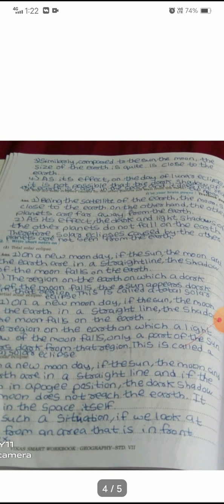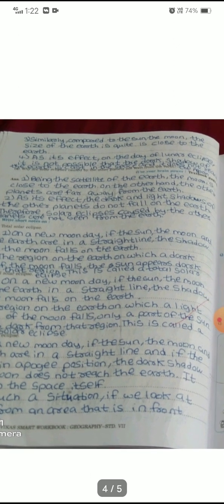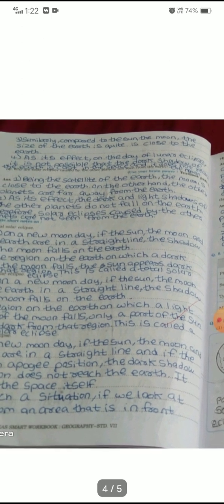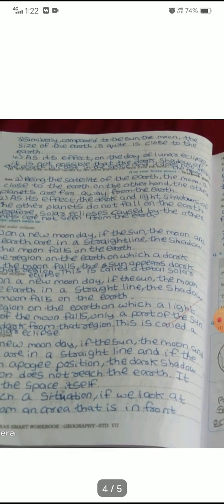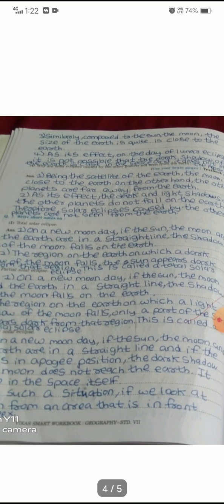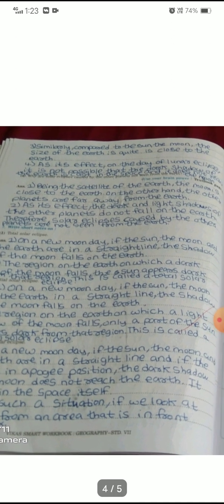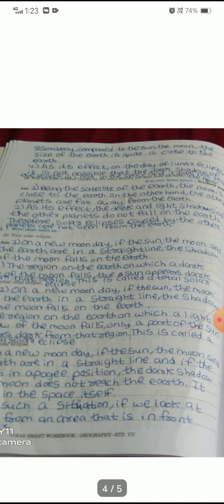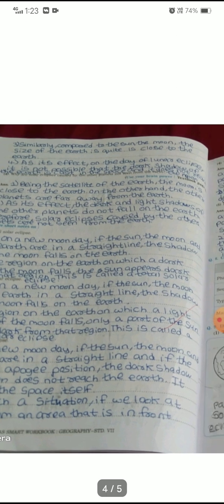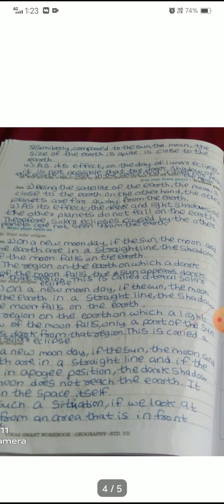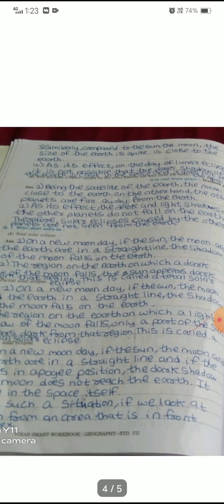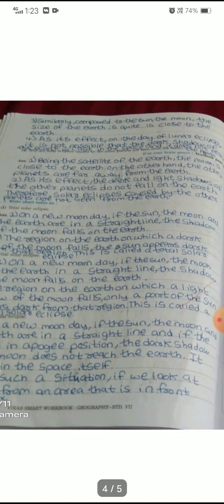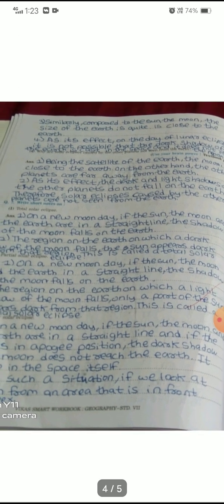Fourth, why are solar eclipses caused by the other planets not seen from the earth? Being the satellite of the Earth, the Moon is close to the Earth. On the other hand, the other planets are far away from the Earth, so the dark and light shadows of the other planets do not fall on the Earth. Therefore, solar eclipses caused by the other planets are not seen from the Earth.